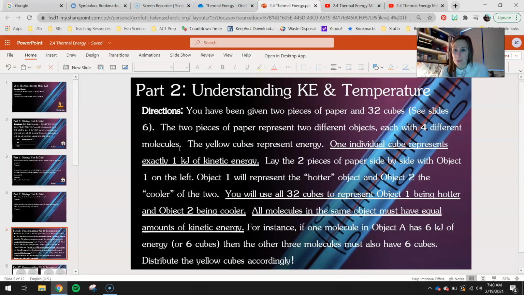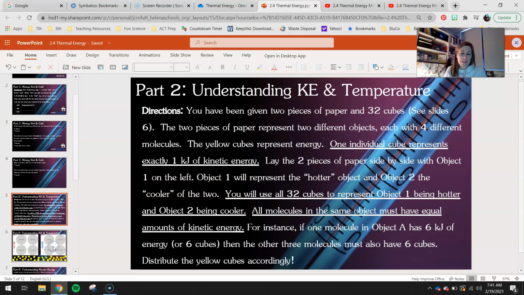Okay, lay the 2 pieces of paper side by side with object 1 on the left. Object 1 will represent the hotter object, and object 2 will represent the cooler of the 2. You need to use all 32 cubes to represent object 1 being hotter and object 2 being cooler. All molecules in the same object must have equal amounts of kinetic energy. For instance, if one molecule in object A has 6 kilojoules of energy, then the other 3 molecules must also have 6 cubes. Distribute the yellow cubes accordingly.